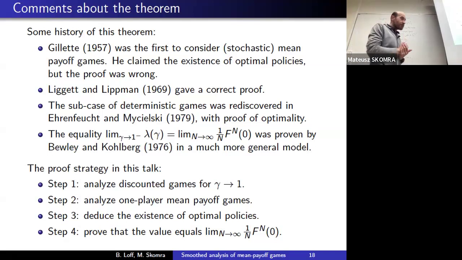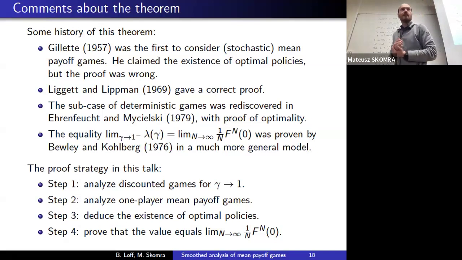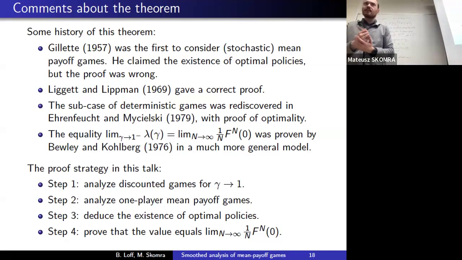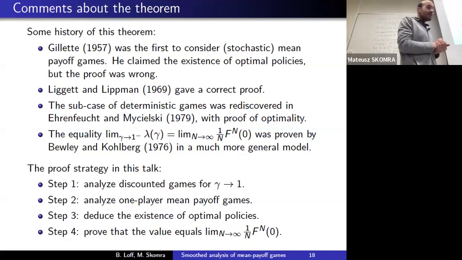And well, all proofs of optimality require a few steps. I don't know any very simple proof. This is maybe not the simplest proof, but it uses the tools that we later used with Bruno to study smooth analysis. So it introduces a lot of useful notation.